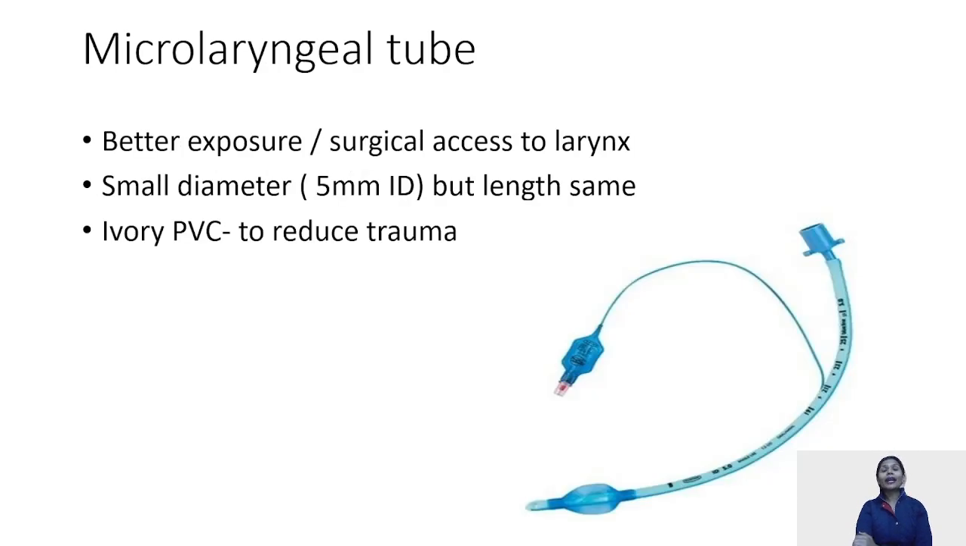Then you have microlaryngeal tubes. The beauty of the microlaryngeal tubes is that the diameter of this tube is very small. These are generally used for better exposure or surgical access to the larynx itself. For example, when you have vocal cord hematomas or vocal cord granulomas, or a biopsy has to be taken from the vocal cords, in those cases you use these microlaryngeal tubes.